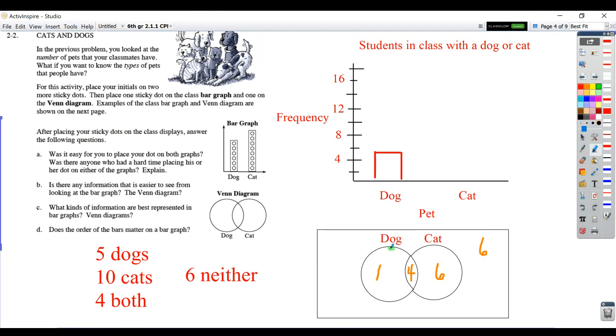So the idea here is that this section is representing just dogs, people who have just dogs. This section is representing people who have just cats. And then the area in the middle, of course, is representing those who have both. Okay, so as you figure out what numbers go where, you want to make sure you're thinking about the fact that that full circle is representing the 5 dogs, that full circle is representing the 10 cats, and that includes that area of overlap.